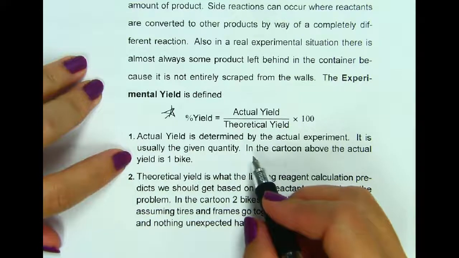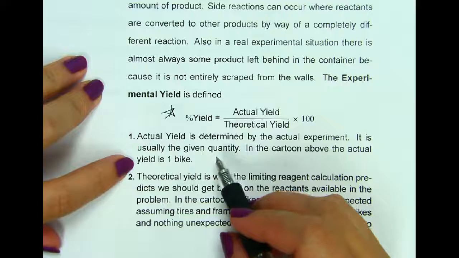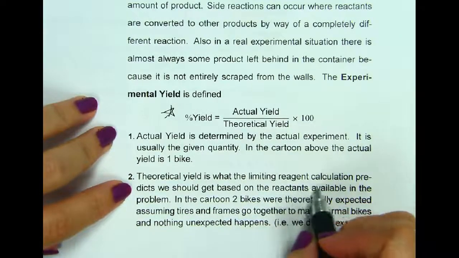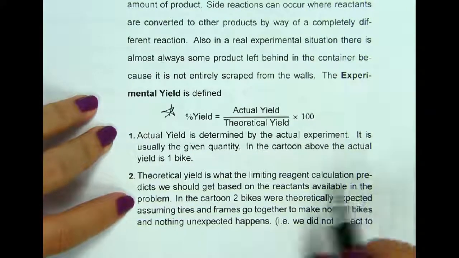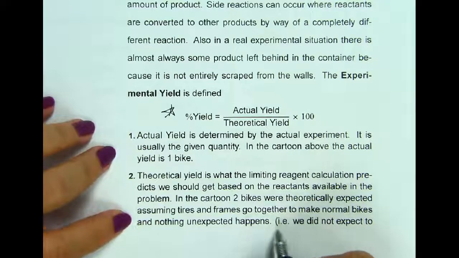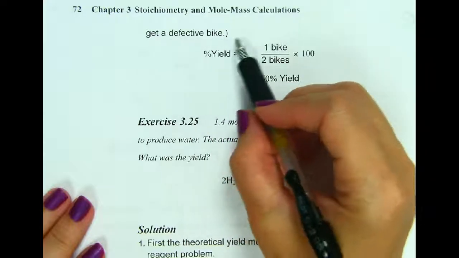It is usually the given quantity. In the cartoon above, the actual yield is only 1 bike when we expected to have 2 bikes. So theoretical yield is what the limiting reagent calculation predicts we should get based on the reactants available in the problem. In the cartoon, 2 bikes were theoretically expected, assuming tires and frames go together to make normal bikes and nothing unexpected happened, i.e., we did not expect to get a defective bike.